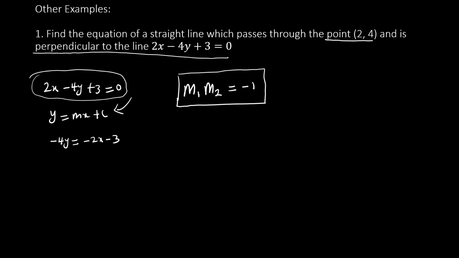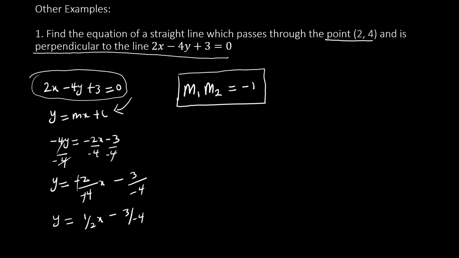Dividing through by 4, we have 4y over 4. So here we have 4y equals -2x minus 3, dividing by -4: -2 over -4x minus 3 over -4. This will cancel out.